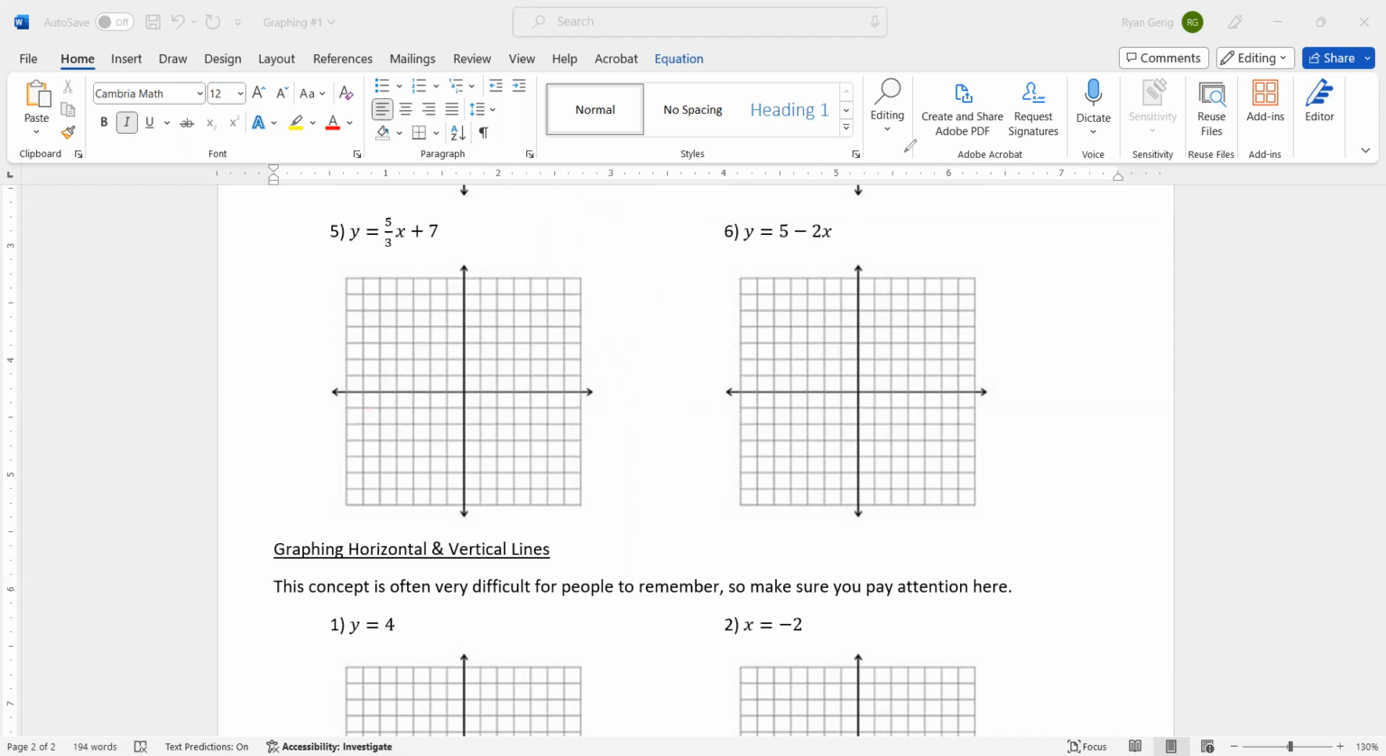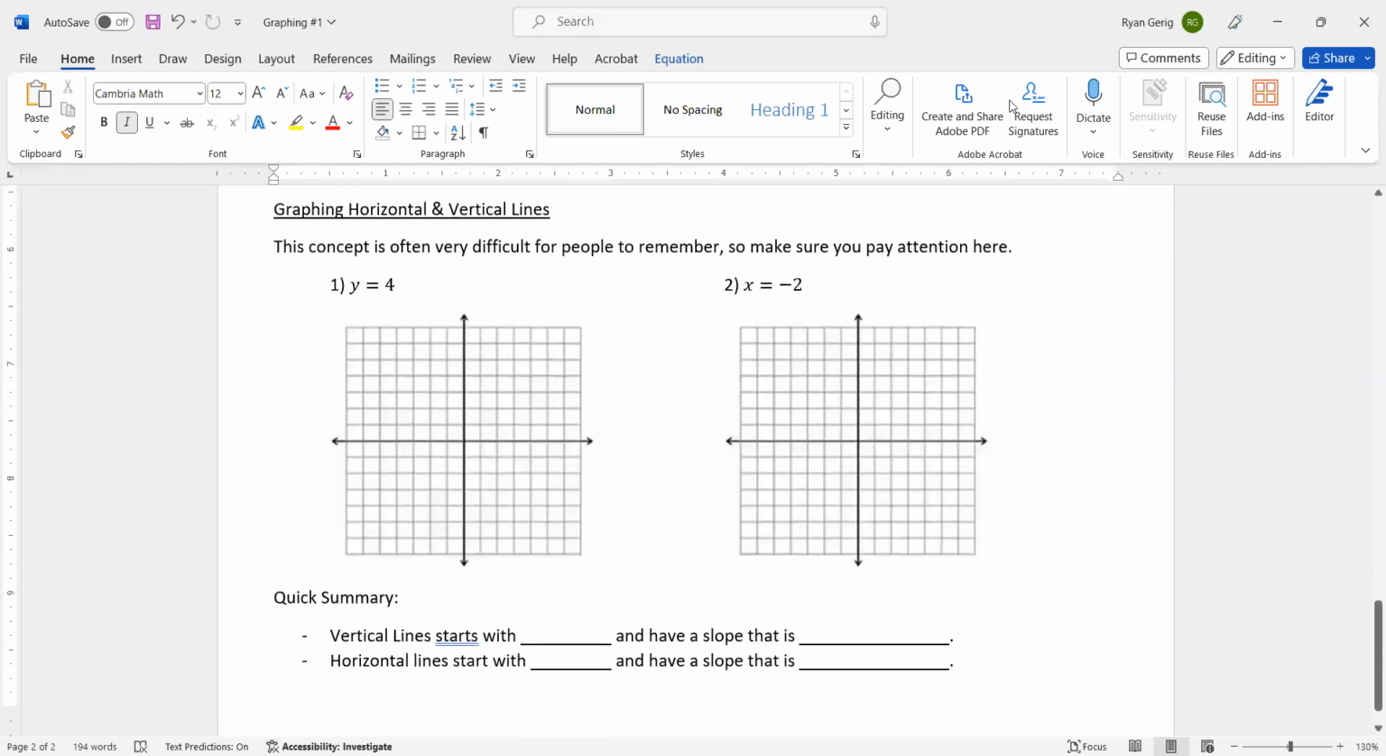All right, last one here before we get to the horizontal and vertical. Again, this one's not written in slope-intercept form. Probably best just to go ahead and do that. So negative 2x plus 5. Slope is negative 2. Y-intercept is 5. Going up to 5. Down 2, right 1. All right. And that is graphing lines in slope-intercept form.